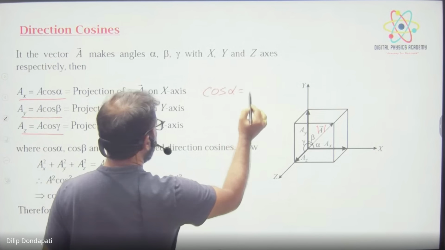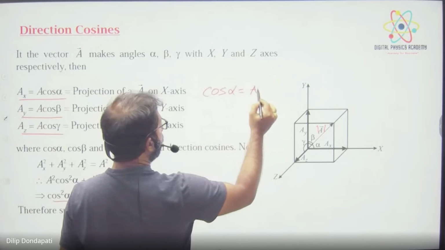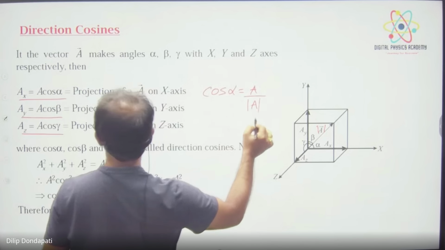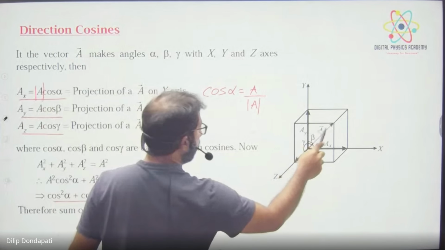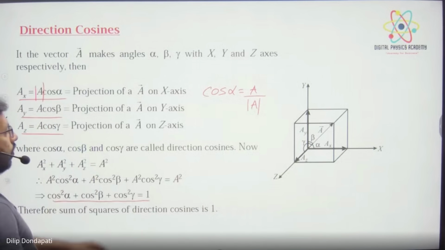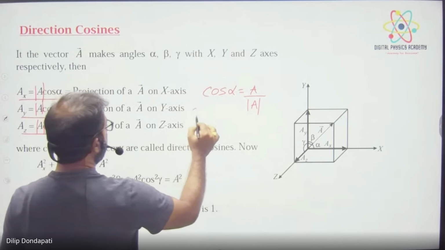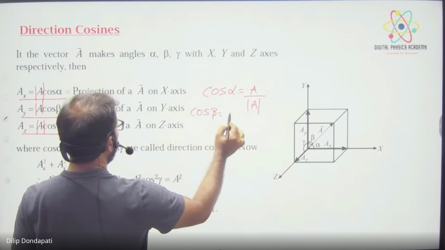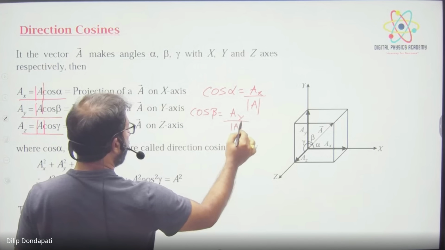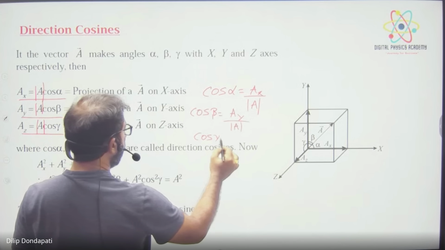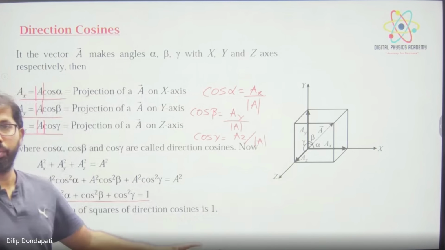How to find the direction cosine along the x direction? For vector A, it is ax by magnitude of A. This is not the vector but the vector's magnitude. So cos beta from this is ay by mod A, and cos gamma is az by mod A. This is the formula.